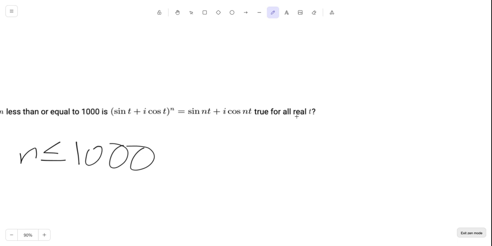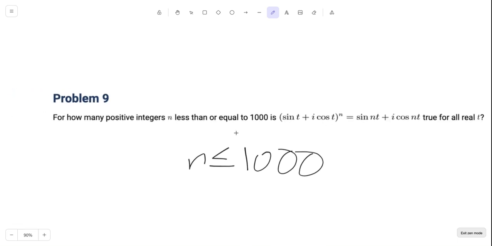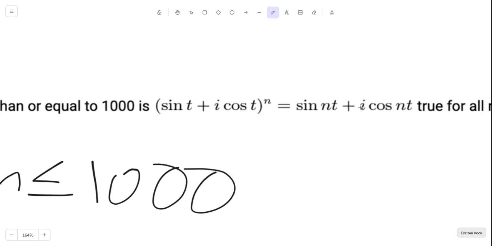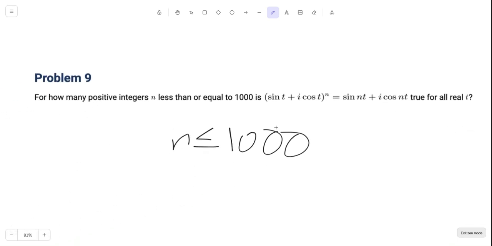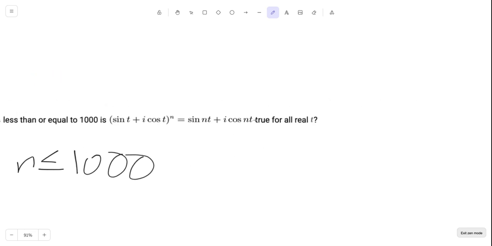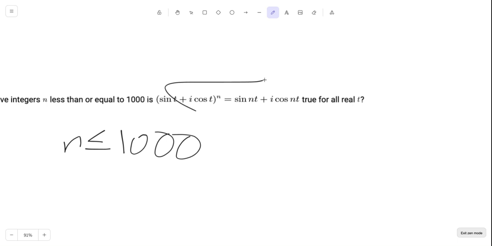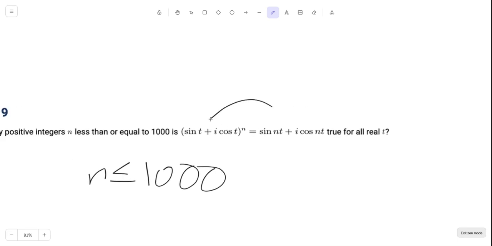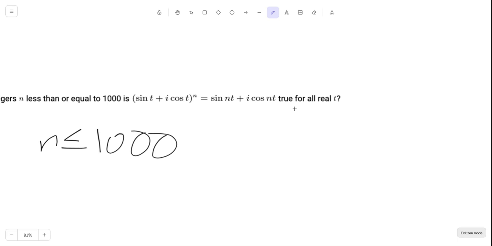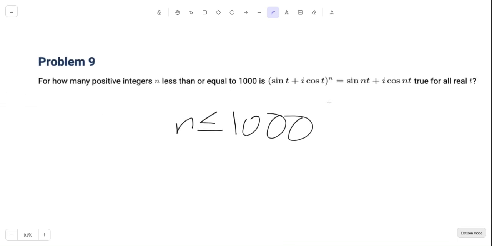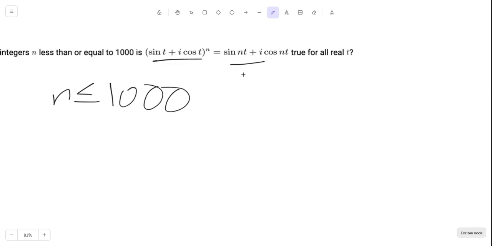So if it's true for all t, and it's for a certain n, it's asking how many n less than or equal to 1000 make it true for all t. This just means this is an identity, so you can get from this to this using a certain n, and it'll be true no matter what t you plug in. So you have to find for which n these two are equivalent, regardless of t.